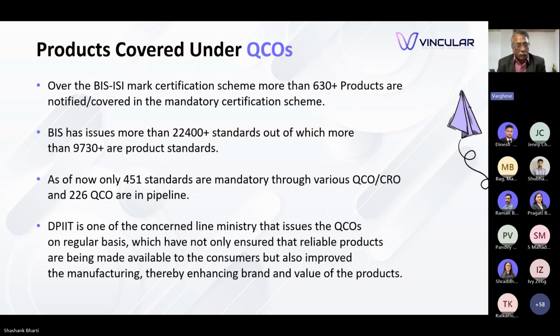It's not only one product certification itself, we have many schemes. So a number of licenses have been issued under the various schemes. As of now, only 451 standards are mandatory, that is, compulsorily should have the license. And then there are many more, like 226 quality control orders in the pipeline. So Government of India is considering making it mandatory for many products. And over a period of time, step by step, I think they are issuing the quality control orders. Okay, next.